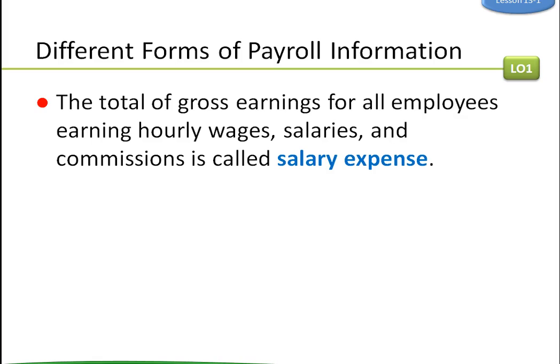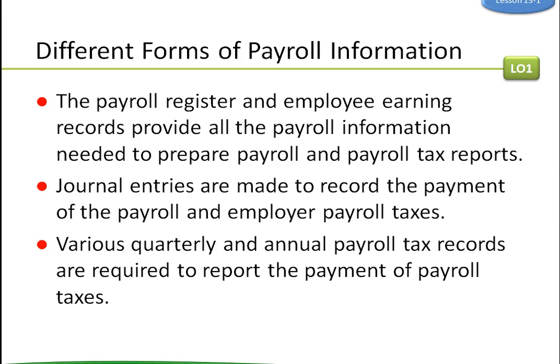The total of gross earnings for all employees earning hourly wages, salaries, and commissions is called a salary expense. That's our main vocabulary word for this section. So the payroll register and employee earning records provide all the payroll information needed to prepare payroll and payroll tax reports. Journal entries are made to record the payment of the payroll and the employer payroll taxes.